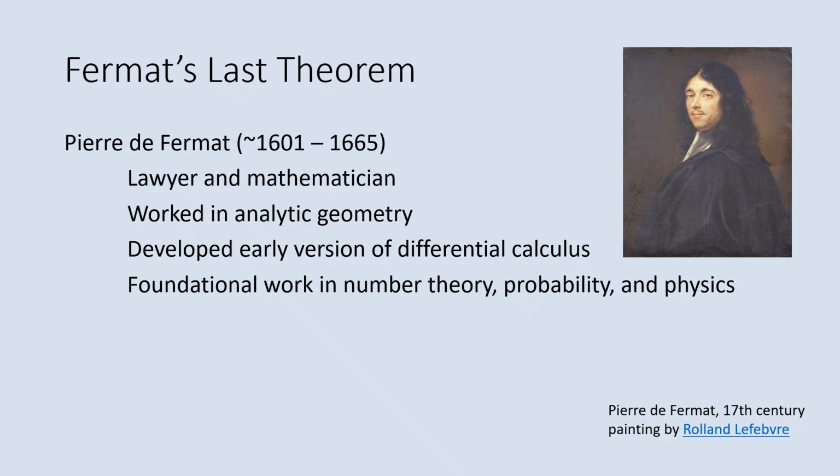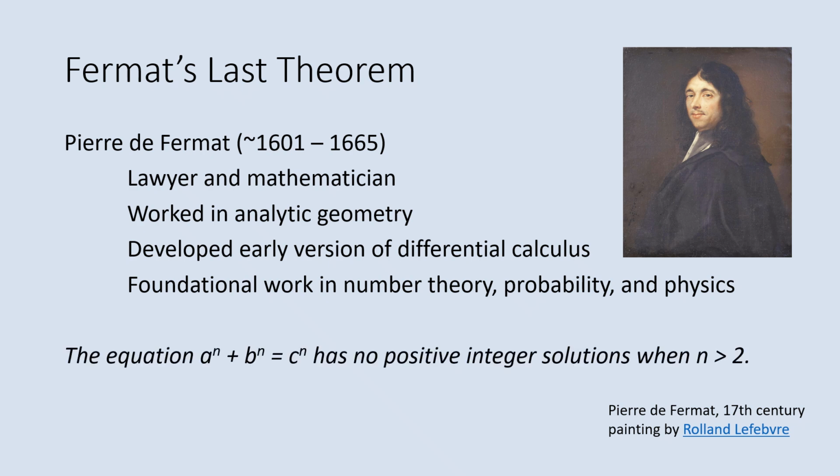In studying number theory, he had a copy of Diophantus's Arithmetica, and around 1637 he made a note in his copy of the book to the effect that the equation a to the n plus b to the n equals c to the n has no positive integer solutions when n is greater than 2. And then he went on to say that he had a wonderful proof for this fact, but the margin of the book was too small to contain the proof.